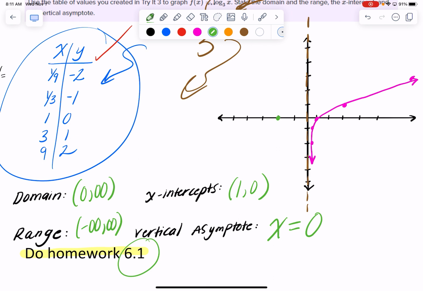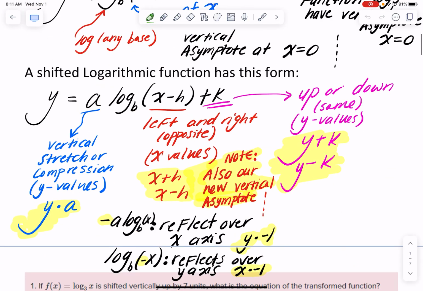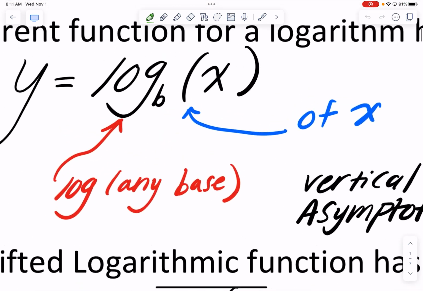I think we should move on to 6.2 because now it's just shifting a logarithm, which we know how shifting works. Would you guys agree, or would you rather not learn 2 lessons today? We have to learn 2 lessons a couple times, so I feel like we're playing it by ear. Well, let's learn 2 lessons today. Okay, sounds good. 6.2.